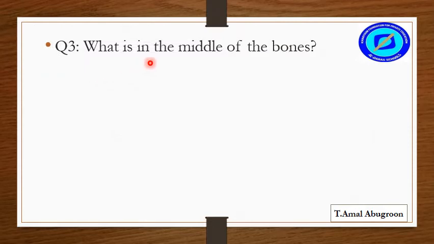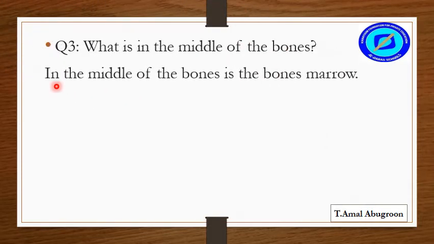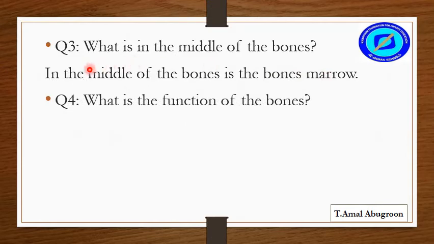What is in the middle of the bones? In the middle of the bones is the bone marrow. Say bone marrow. Bone marrow. Bone marrow is in the middle of the bones.